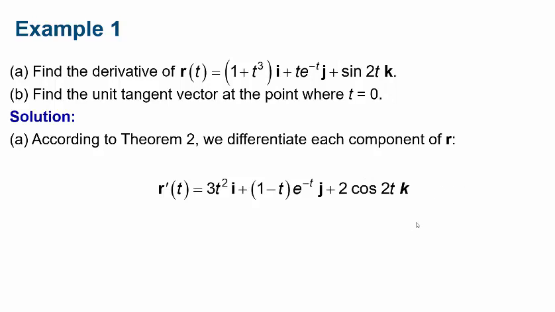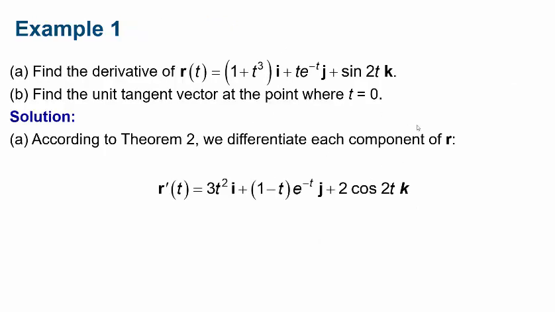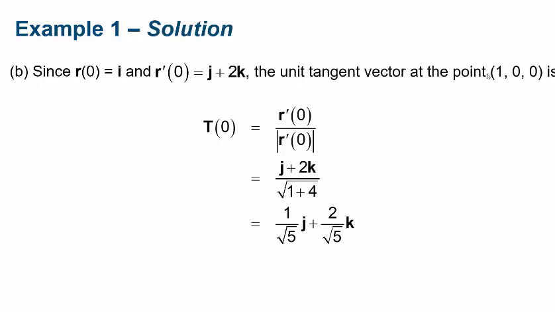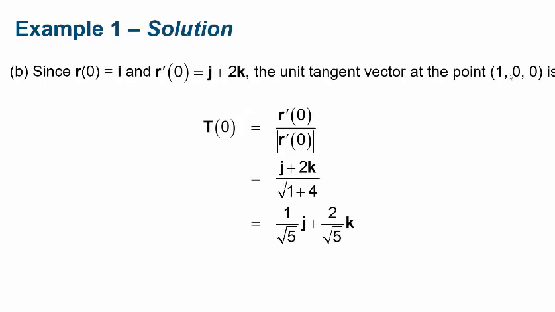All right, so the next thing we want to do is find the unit tangent vector when t is equal to 0. The first thing you need to do is figure out what point that occurs at. Here you're going to see it's the point (1, 0, 0). You would take 0 and plug it in, so this would be 1 plus 0. This is 0 times 1, so that goes away, and sine of 0 is 0. So it is just the point (1, 0, 0).